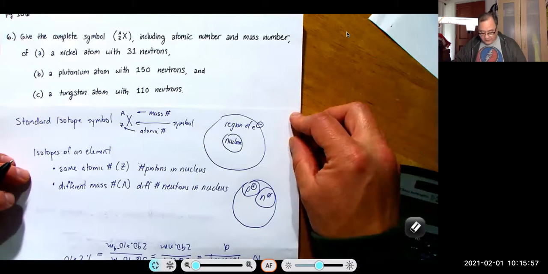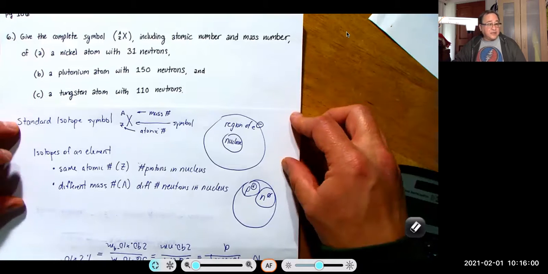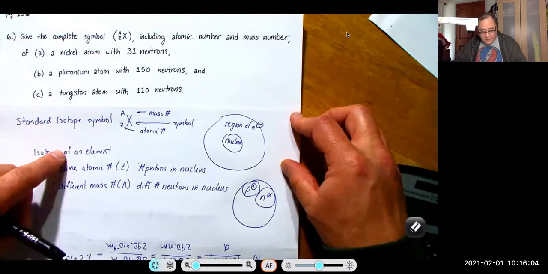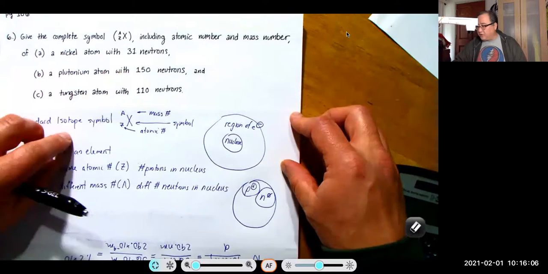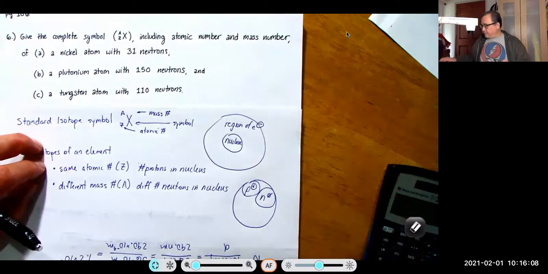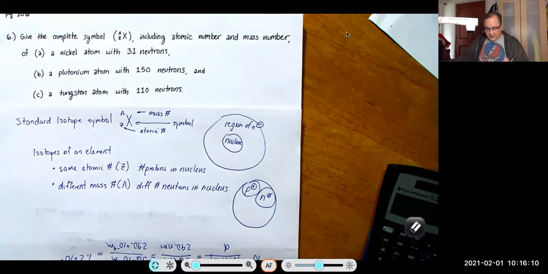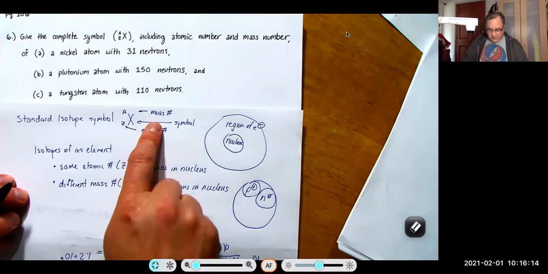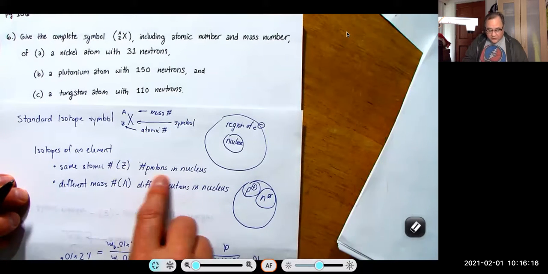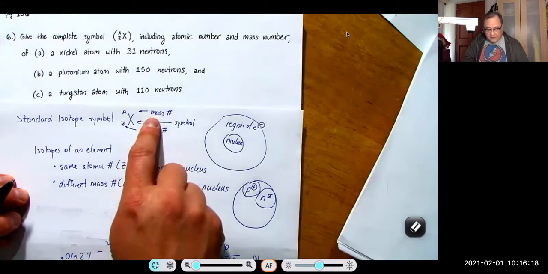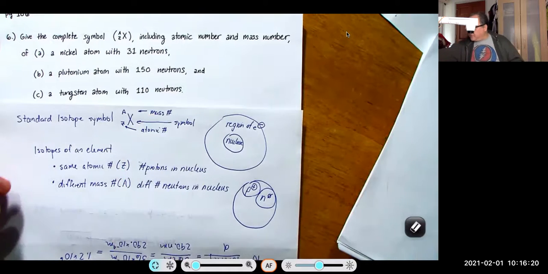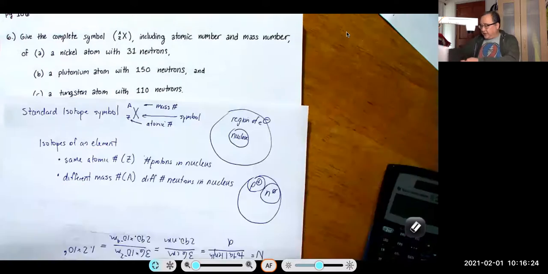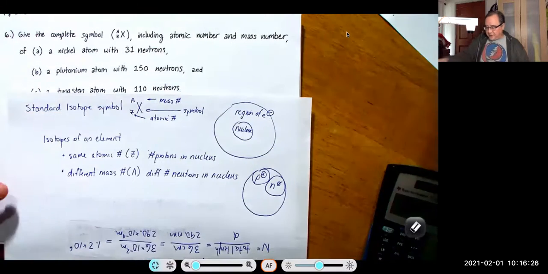Okay, so we've learned a little bit about these symbols and what they mean. We've got a nickel atom with 31 neutrons. So how do we figure out the atomic number, which I want to remind you is the number of protons in the nucleus, and how do we figure out its mass number? Well, you're going to need a periodic table to figure out the atomic number. And you'll always be given a periodic table on your test.